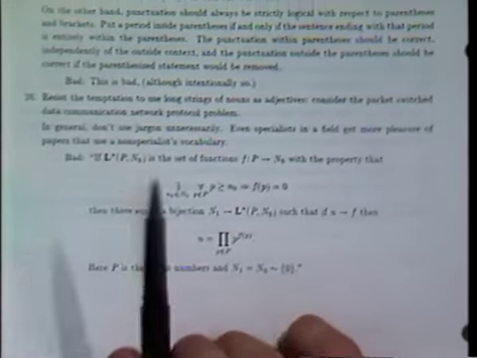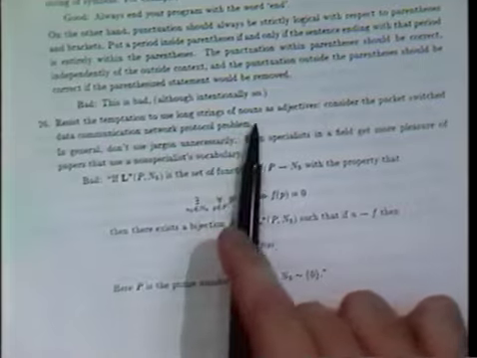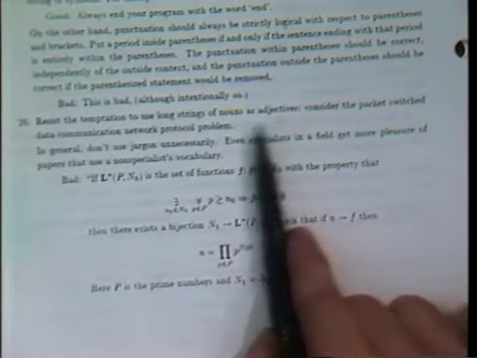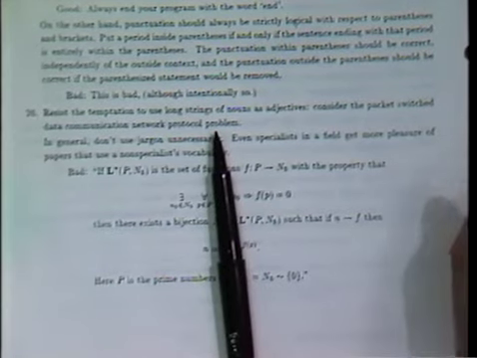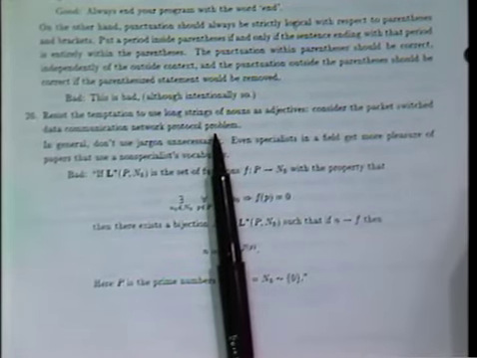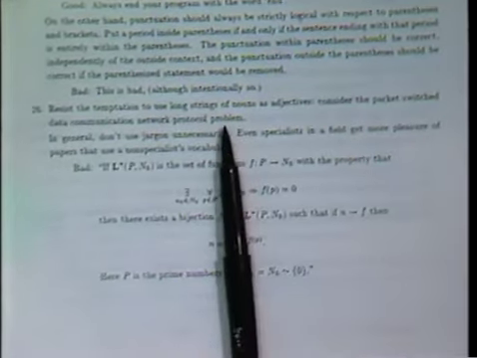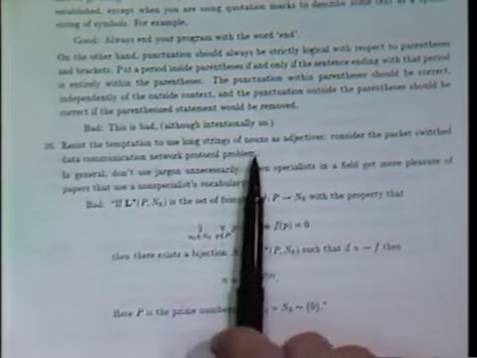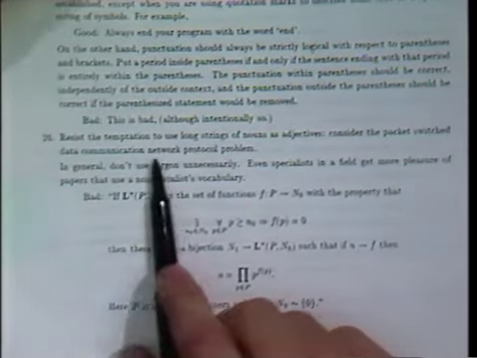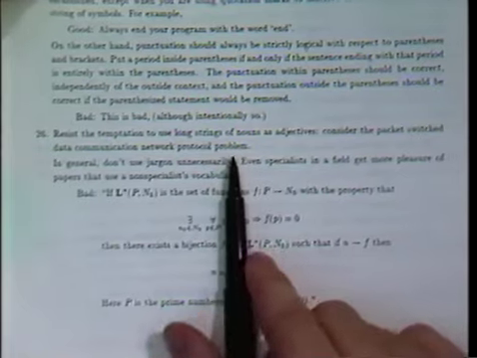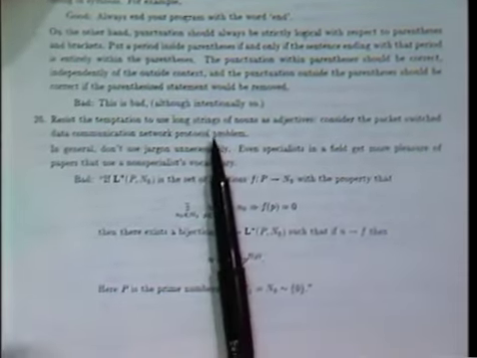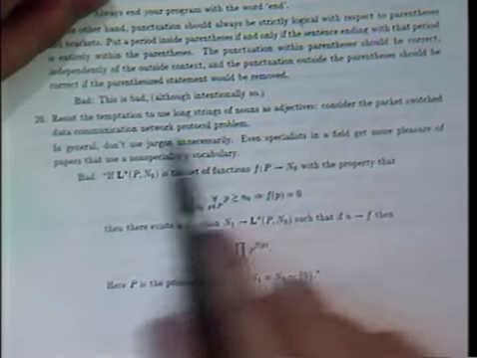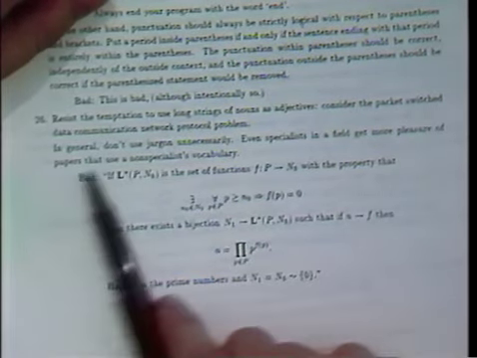Jargon. Now there were long strings of nouns as adjectives. The packet switch data communication network protocol problem. Terry Winograd had an example of an infinite sentence that went on. I mean, it eventually got into a loop and would go on. And this tends to be a defect of modern engineering technology, and it can definitely be overused.